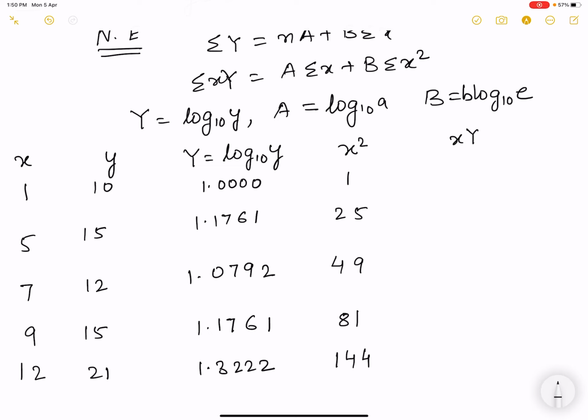Okay, I have completed the value of x square. Nice. Now multiplication of small x and capital Y. Let us calculate this, multiply and calculate using your calculator.